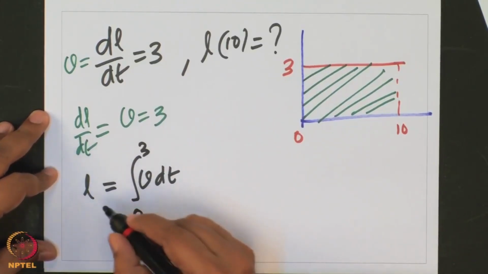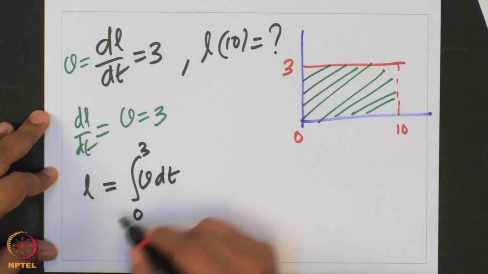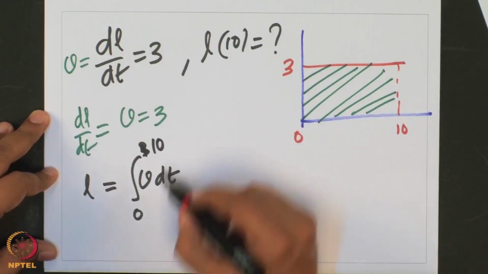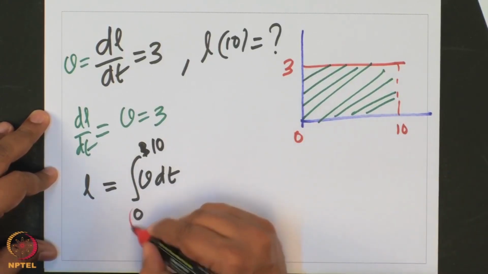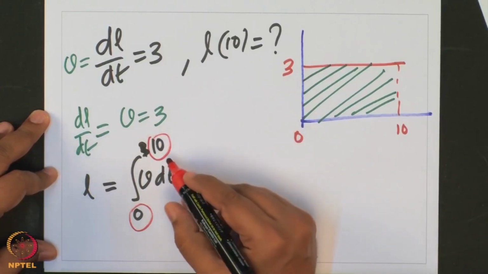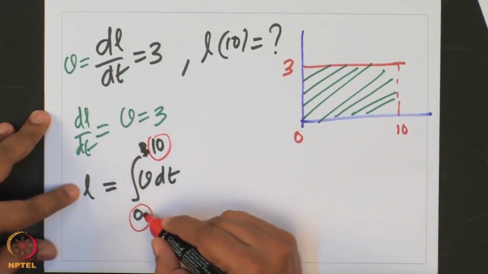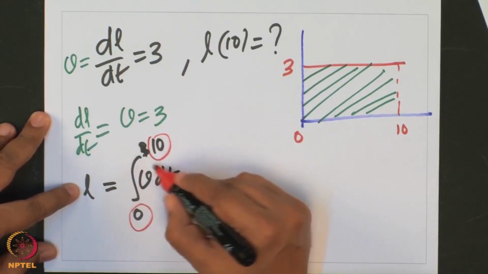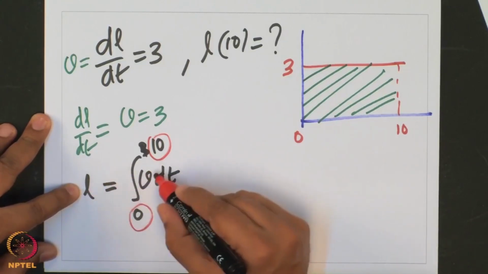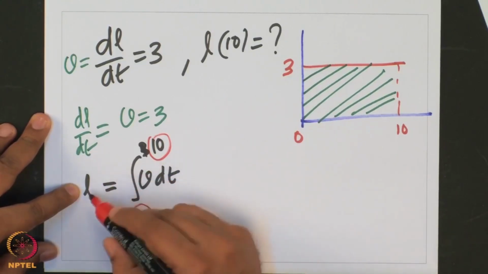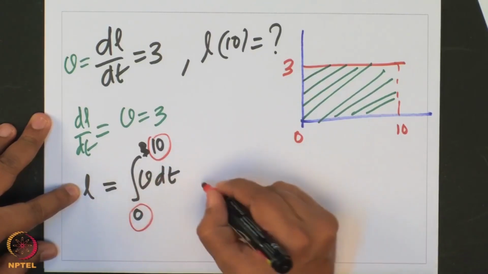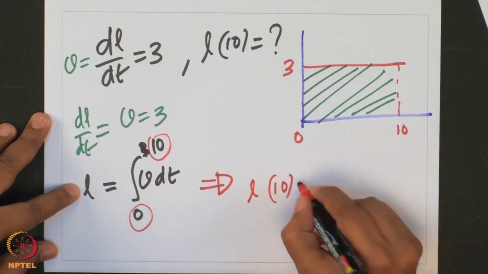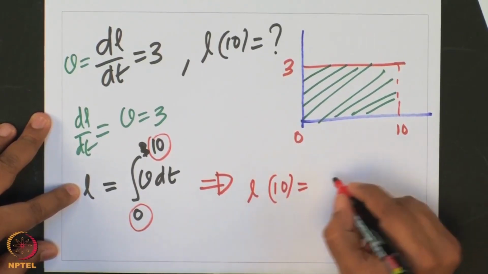If we wanted L at 10, this will turn out to be integral 0 to 10. So this is called the lower limit and this is the upper limit. This is the way to represent it. If I know the length at 0, I want to calculate the length at 10. And the way to write it is integral 0 to 10 v dt. If I do this, I will get L at 10.